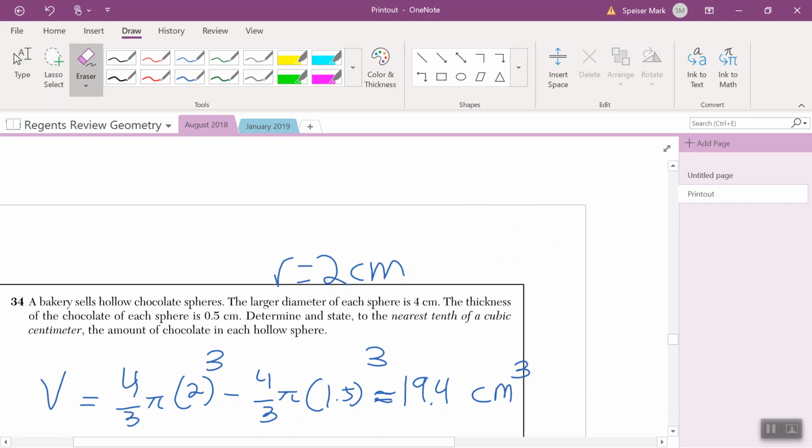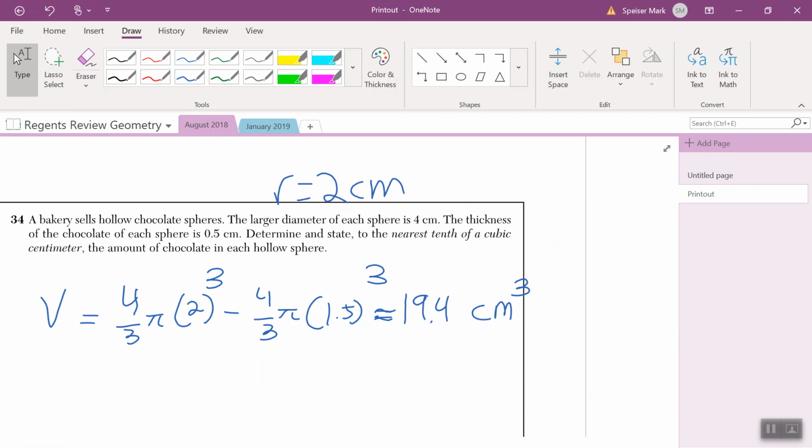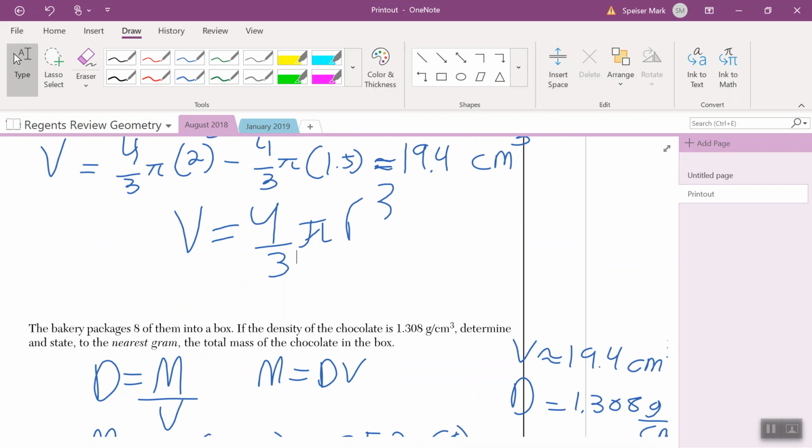Remove that bad drawing, and let's do our calculation. So the volume of each chocolate sphere: 4/3 pi r cubed is the formula we're using. So the outer sphere is 4/3 pi times 2 to the third power, minus the inner sphere, 4/3 pi times 1.5 to the third power, which is approximately 19.4 cubic centimeters. Now on to the second part. The bakery packages 8 of them into a box. The density of the chocolate is 1.308 grams per cubic centimeter. Determine and state, to the nearest gram, the total mass of the chocolate in the box.